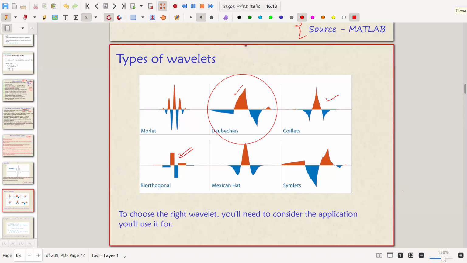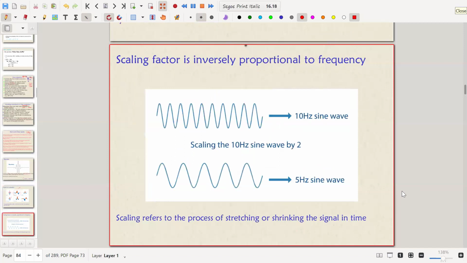To choose the right wavelet, you need to consider the application you want to use it for. Every wavelet is designed for and is useful for a particular set of applications. To be honest, in my field I have seen this one more prominently, but many other scientists see this wavelet quite frequently. Every wavelet has a scaling factor and a frequency. So how can you decide on a wavelet according to its scaling factor and frequency?